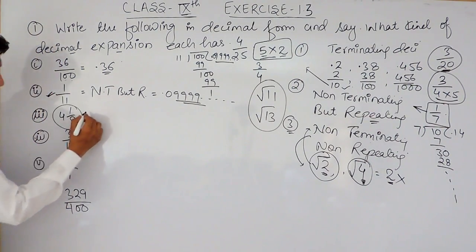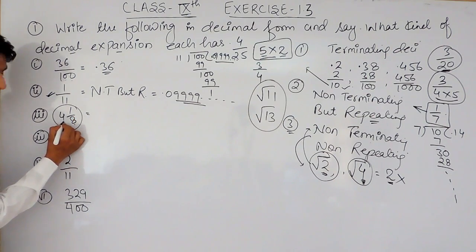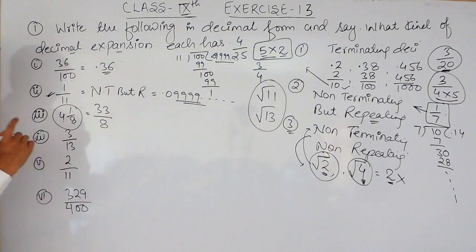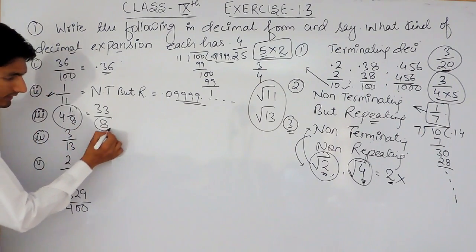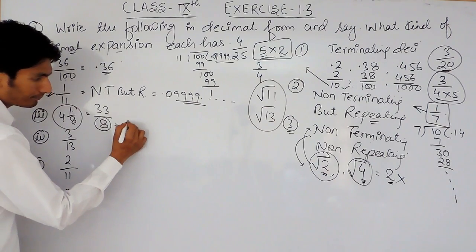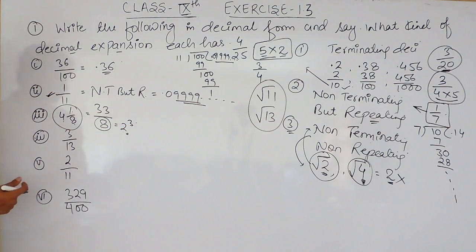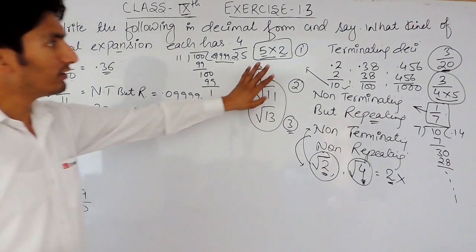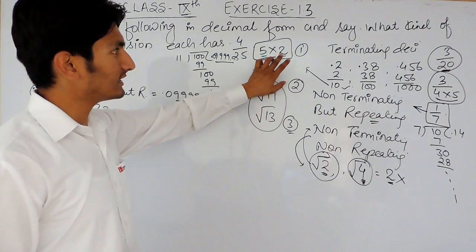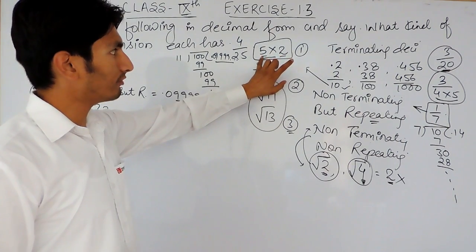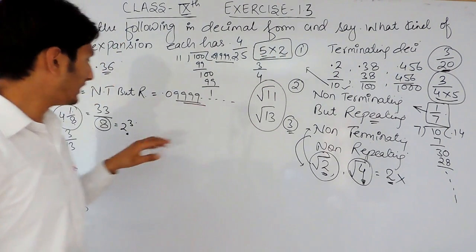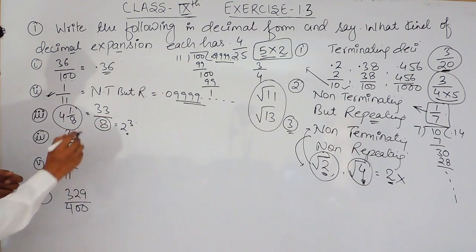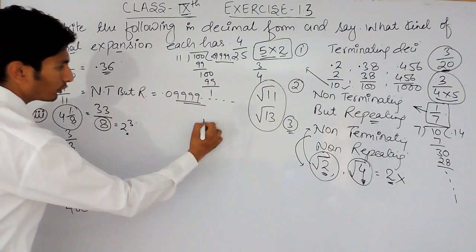Now this can be written as 33 upon 8. Obviously in the denominator this is 2 raised to power 3. 8 can be written as 2 raised to power 3, and we know that whenever in the denominator there is a power of 2 or power of 5 or both, then in that case that expansion will terminate. So this will terminate for sure.